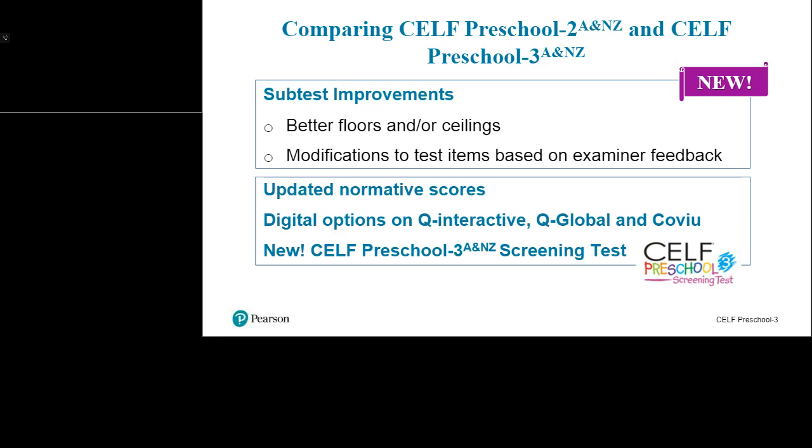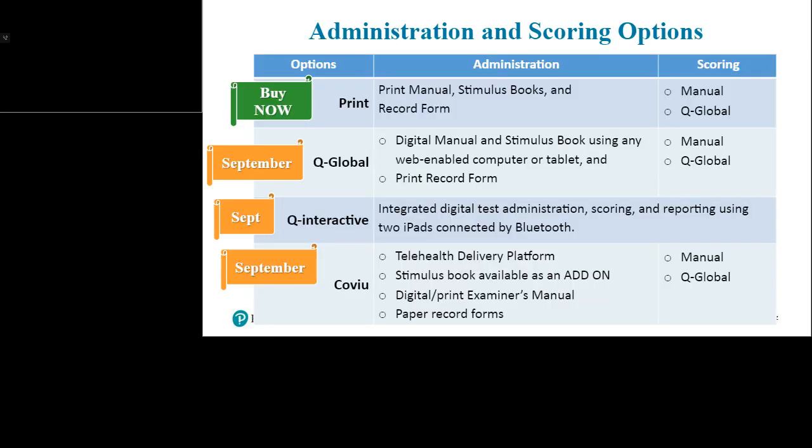The most exciting thing for me about having the P3 coming out is the updated norms. We know the norms from the P2 were collected long ago now, so it's nice to have those new updated norms, but also we will have our digital options. So, as with our CELF 5, we'll have it available on Q-interactive, Q-global and via CoView as an add-on. Those will only be available in September though. And an exciting new addition to the CELF family is the CELF Preschool Screening Test. That's also coming in September.